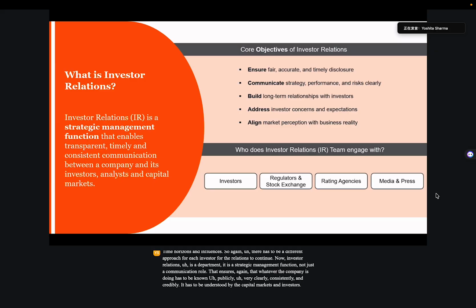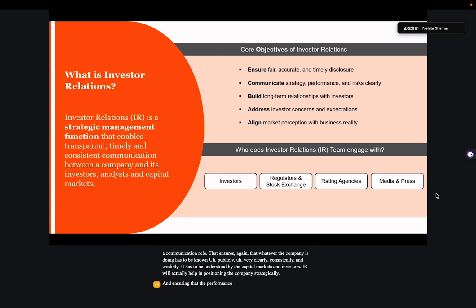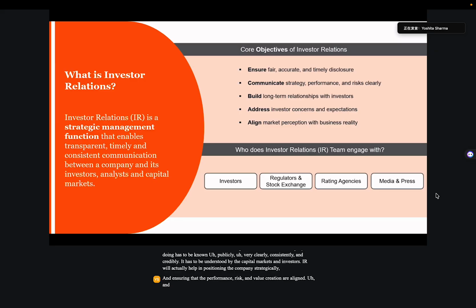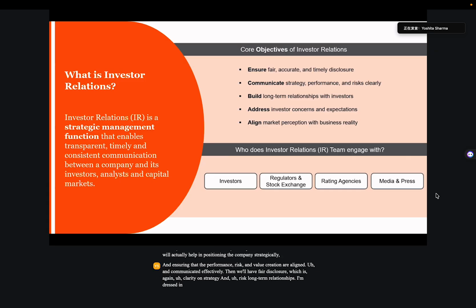IR will help in positioning the company strategically and ensuring that the performance, risk, and value creation are aligned and communicated effectively. Then we have fair disclosure, which is clarity on strategy and risk, long-term relationships, addressing concerns. All of these ultimately serve just one purpose, which is aligning market perception with business reality.